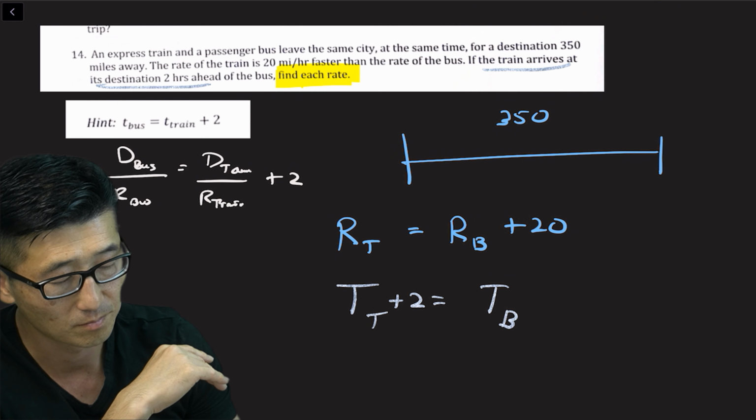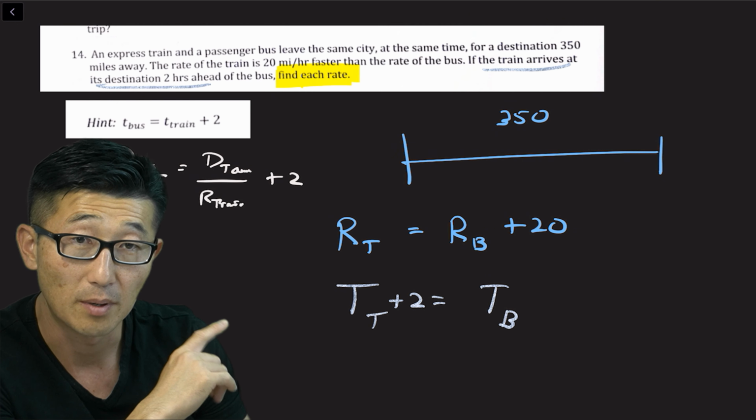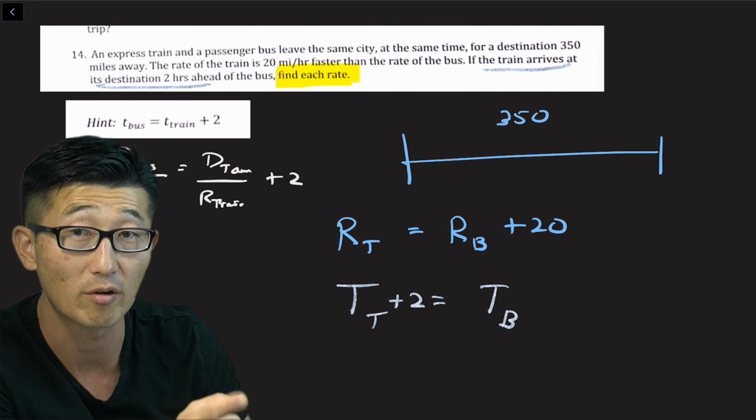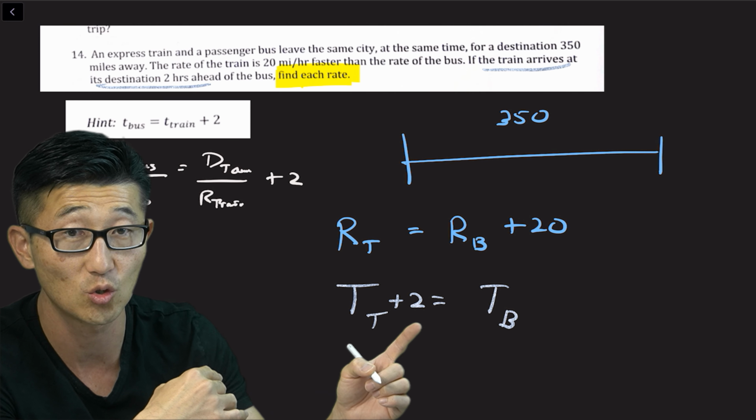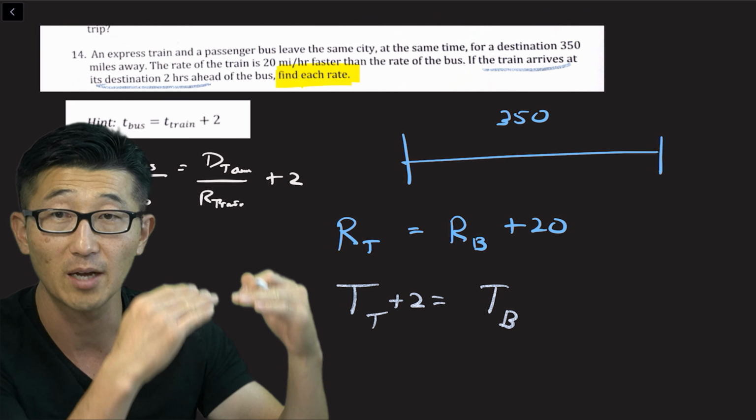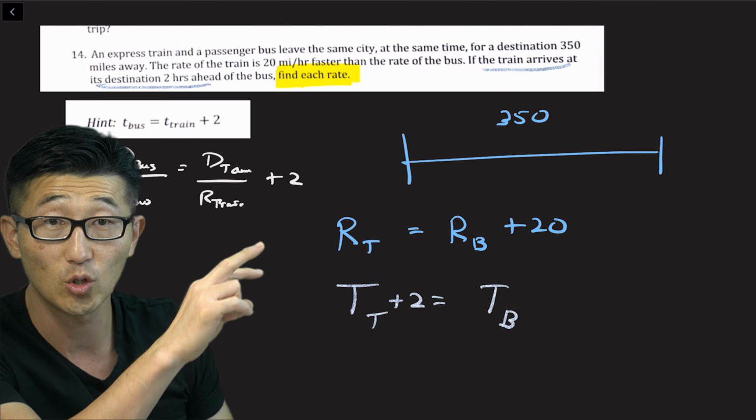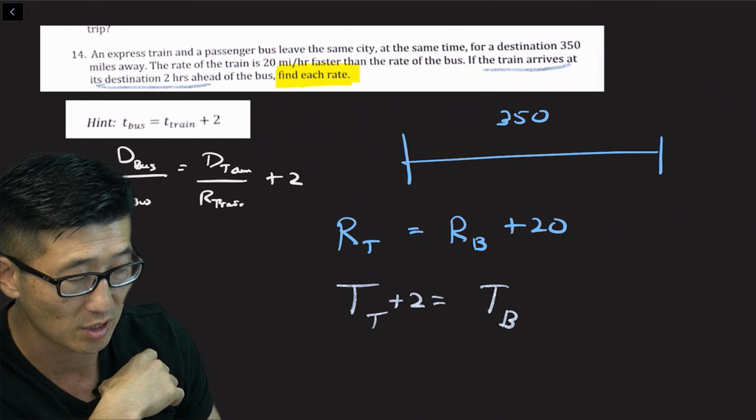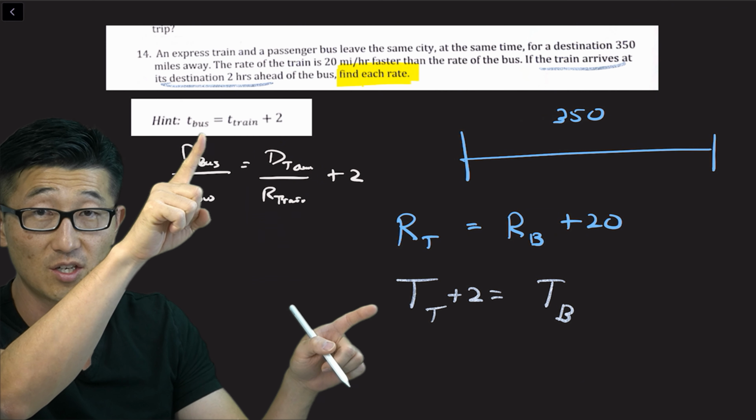Kind of have to pause this and think about that for a second. The bus took longer to get there, 2 hours longer. The train took 2 hours shorter. So if I give 2 hours to the train, their time should be exactly what? The same. Now you notice we already have two equations that we can actually work with. And notice this equation is basically the equation right over here, do you see this?